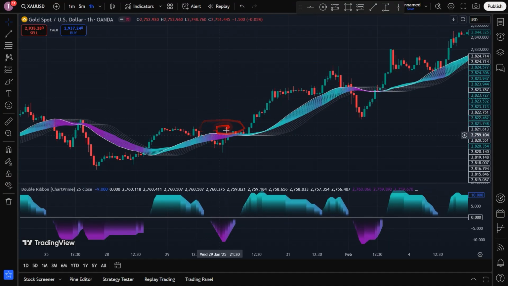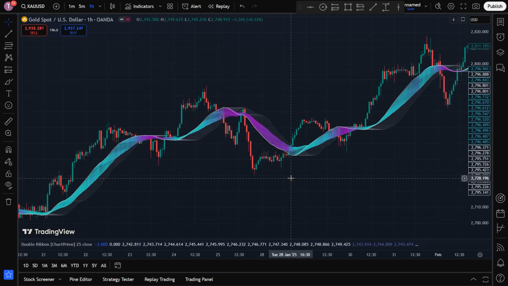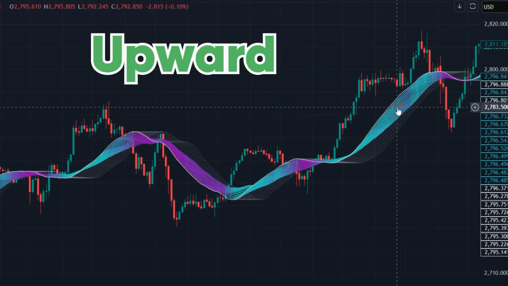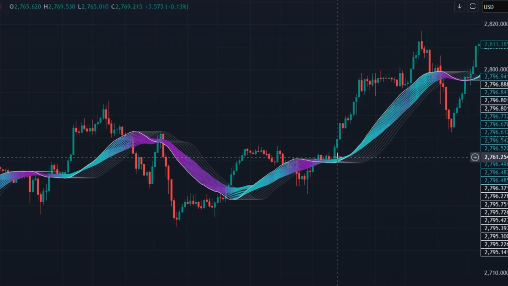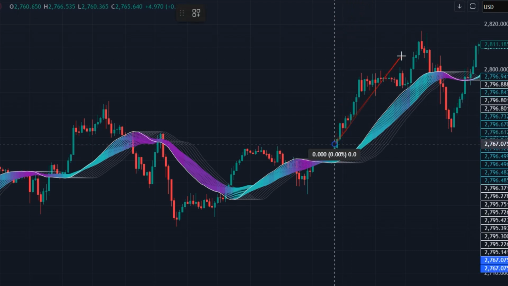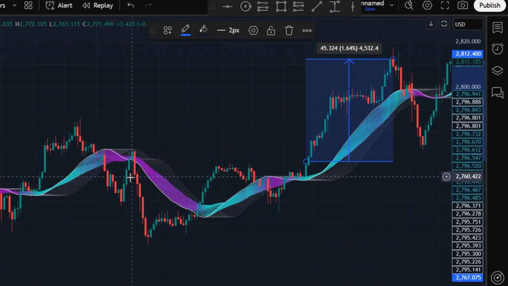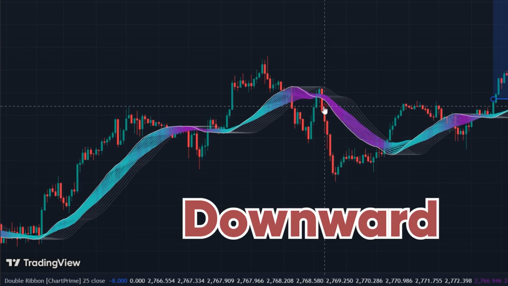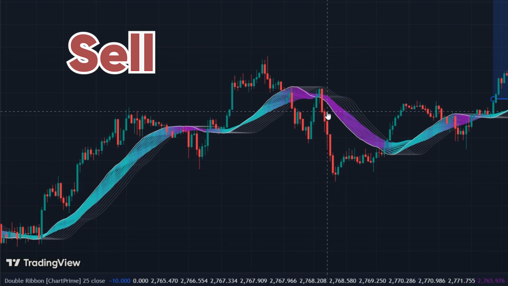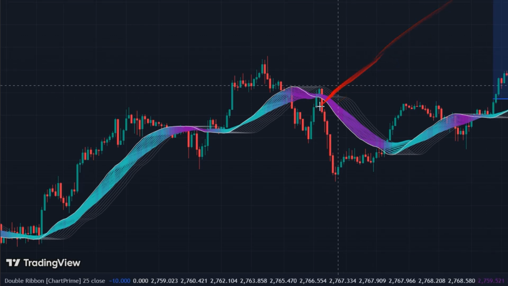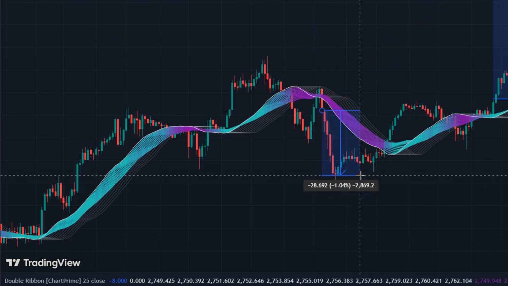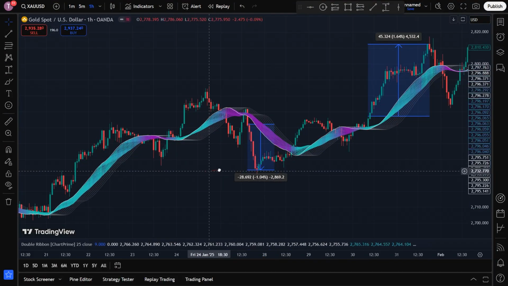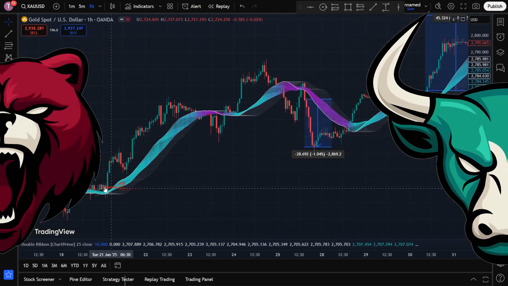Now, how does it work? It's very simple. If the price is above the ribbon, it means the trend is upward, so you should look for buy opportunities. If the price is below the ribbon, it means the trend is downward, so just look for sell opportunities. It's very easy. Immediately you can see whether the market is bullish or bearish.